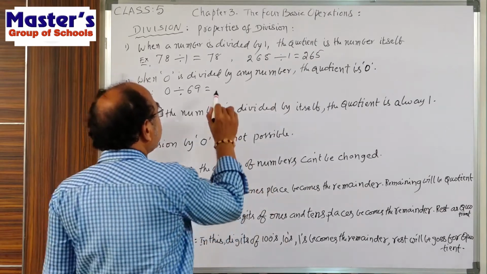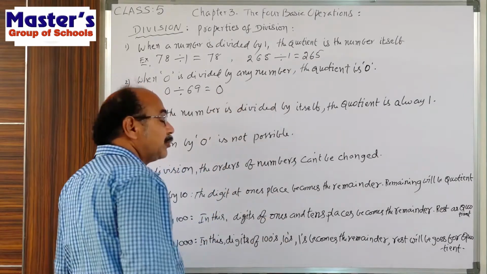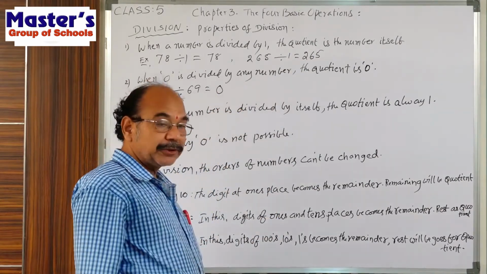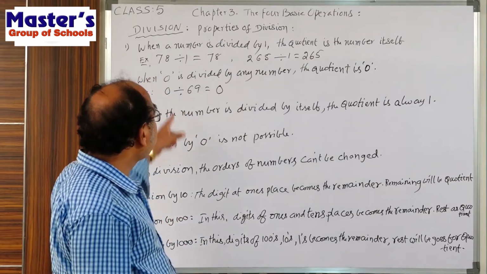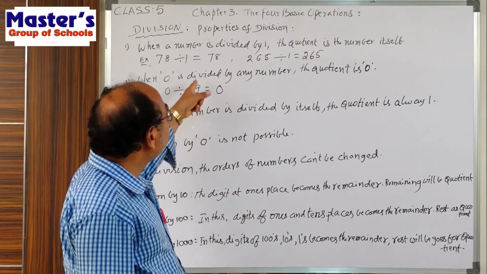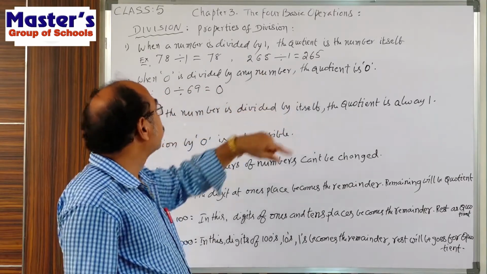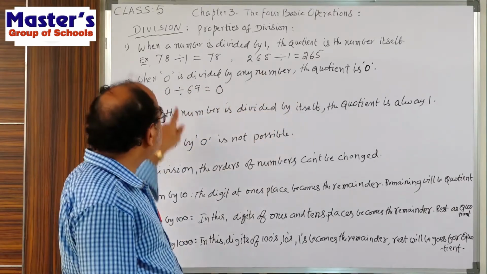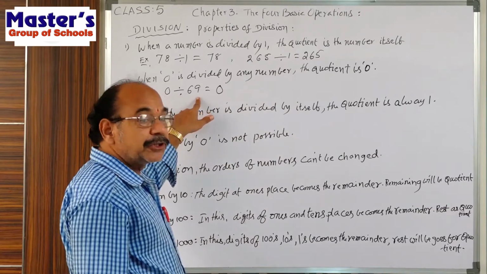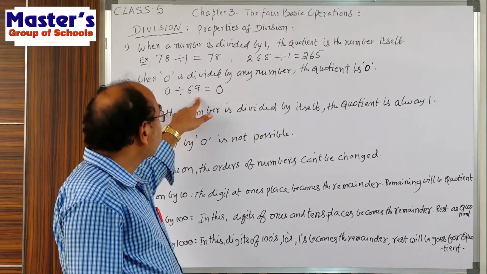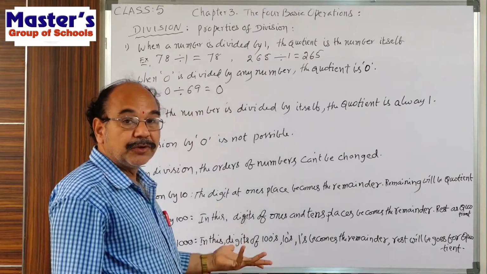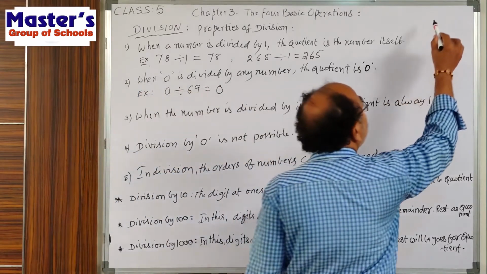0 only again. That means 0 divided by 69 is equal to 0. According to the statement, when 0 is divided by any number, the quotient is 0. Here 0 is divided by what number? 69. Then what is the quotient? 0.